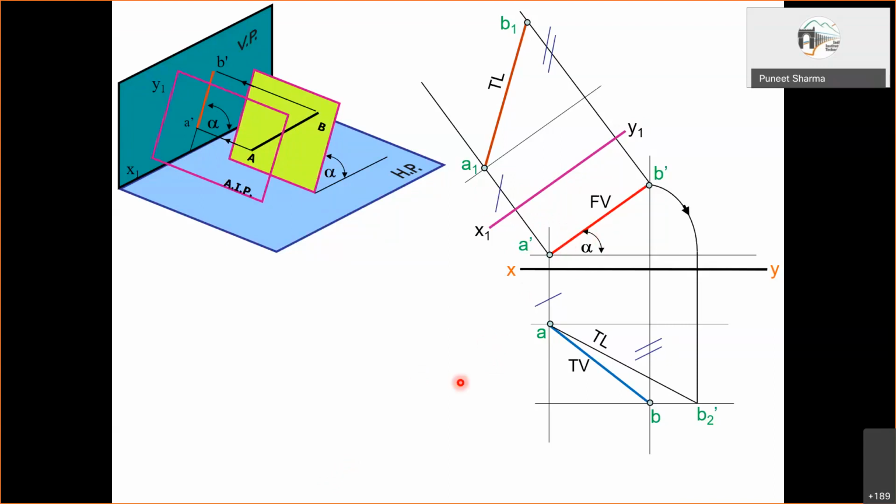And as somebody was asking why we are not using the same planes, then what will happen? It will be coincident with A dash, B dash. So it will make it confusing. So it's better to choose it away from it, right? That is why we choose a parallel plane, not the plane containing the line.